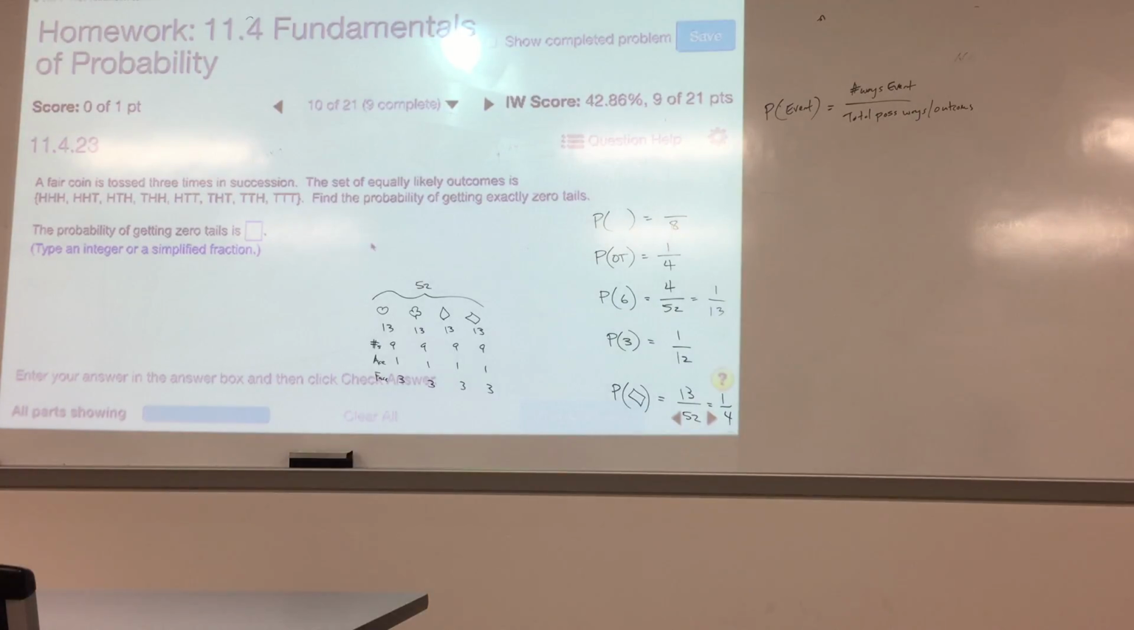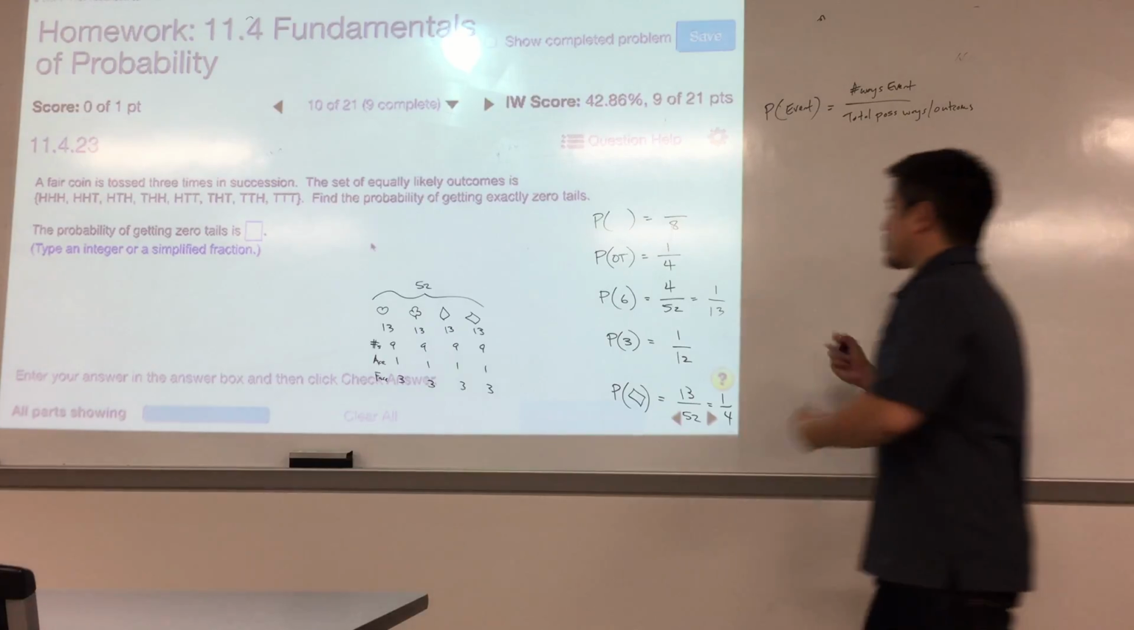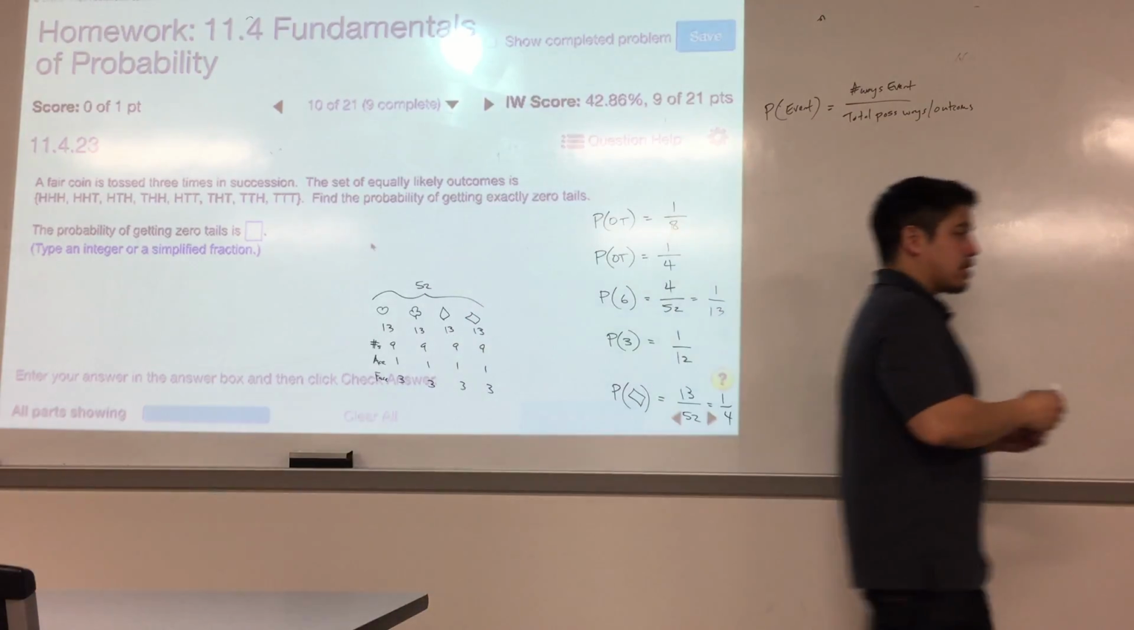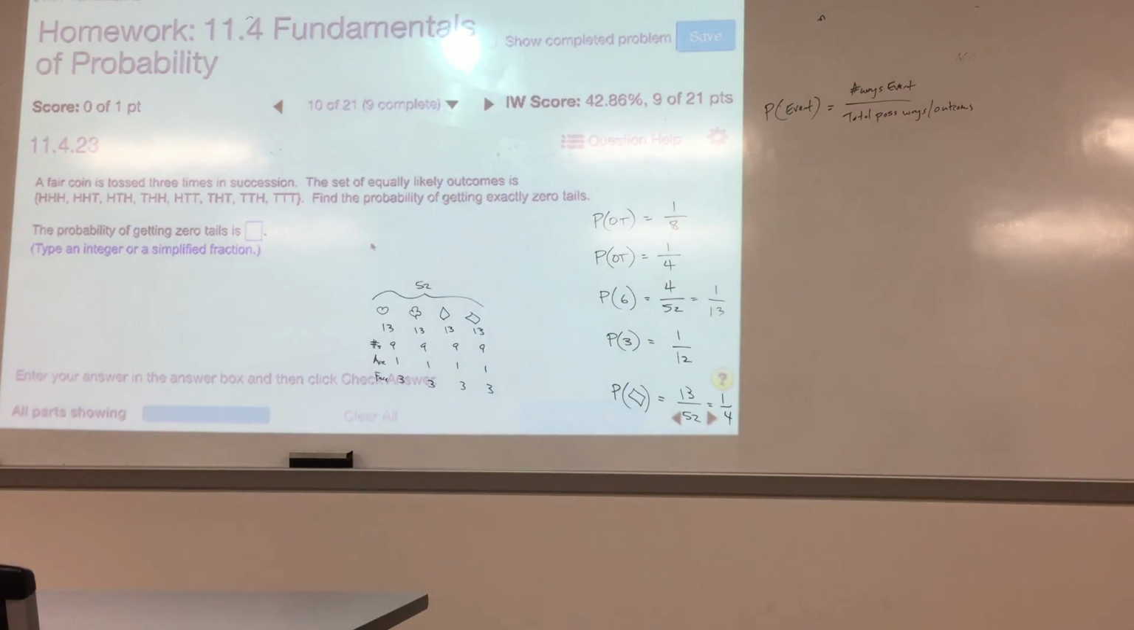Let's look at what specific one they're looking for. Find the probability of getting exactly 0 tails. Same kind of question, different context, right? How many is that? 1 again. Does that make sense, guys? Any questions about that at all? Okay, so that's it. 1 out of 8.